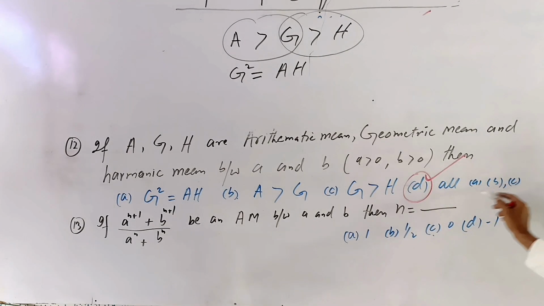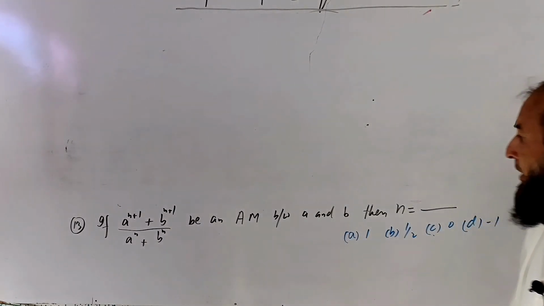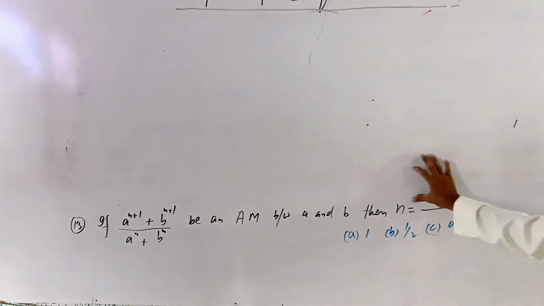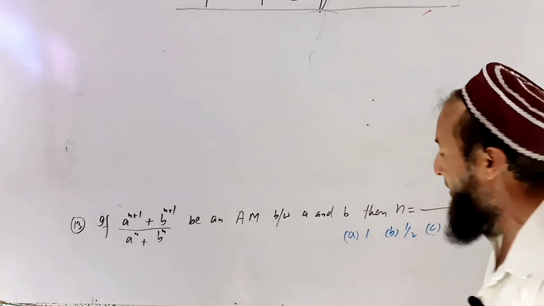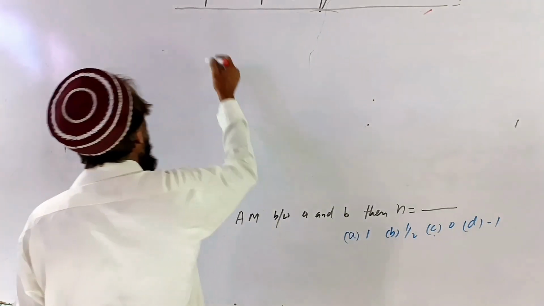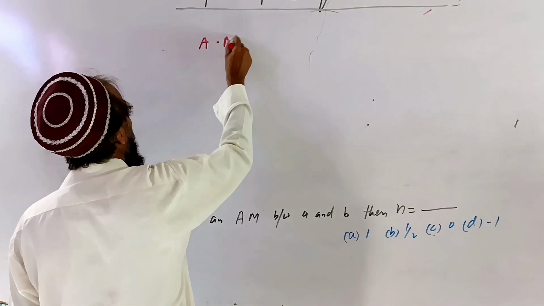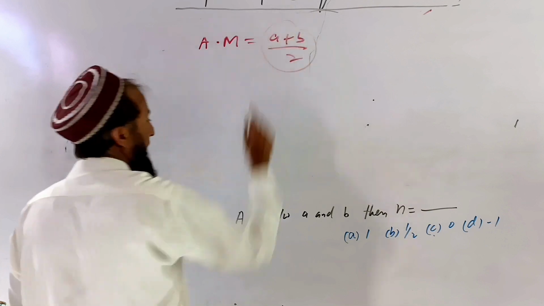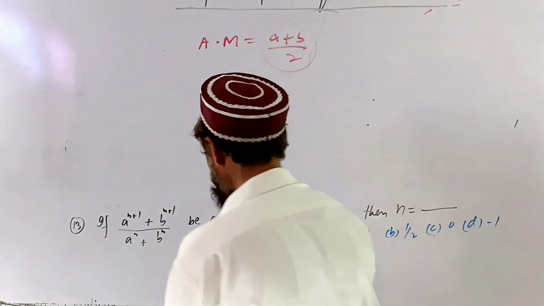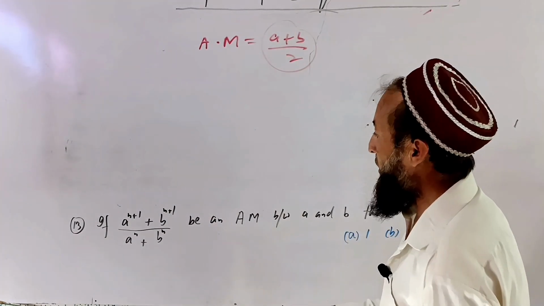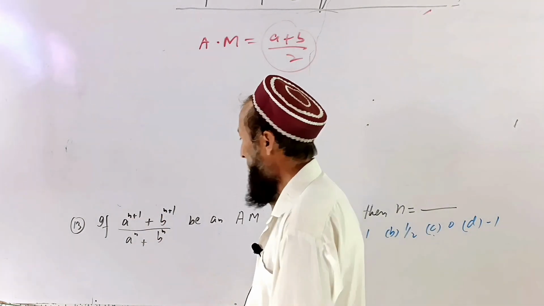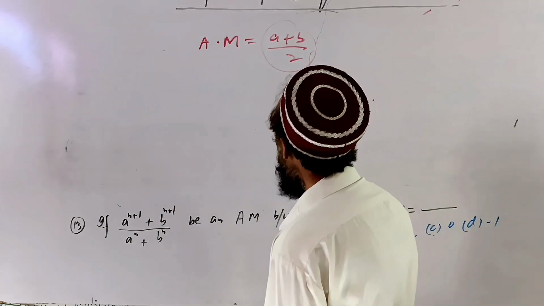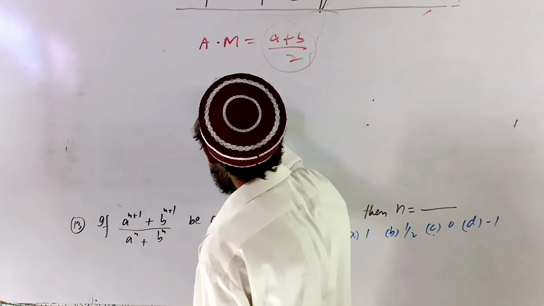A and B, a to the power n plus b to the power n. Let the arithmetic mean between a and b be given. Then what is the result? As we know the formula between two numbers, the arithmetic mean is a plus b divided by 2. So here n is required. It means that if we put n equal to 0 in the exponent of a and b, we will check this answer.